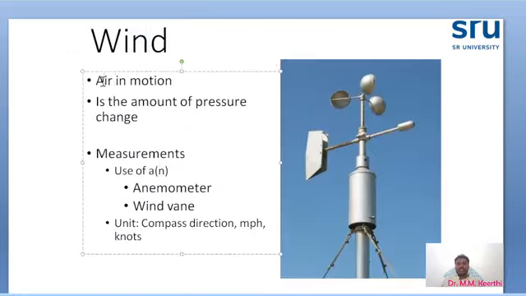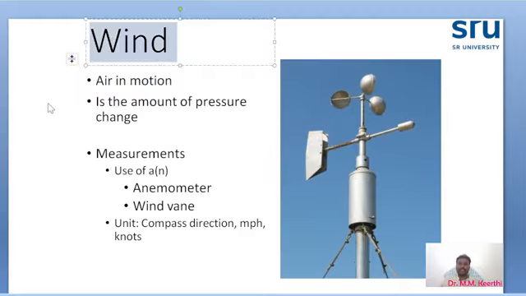Wind. Wind is nothing but air in motion. It is the amount of pressure change. What are the measurements? Anemometer and wind vane. The anemometer is used for measurement of wind speed. The wind vane is used for measurement of wind direction. So wind is nothing but the motion or movement of the air. That is called wind.